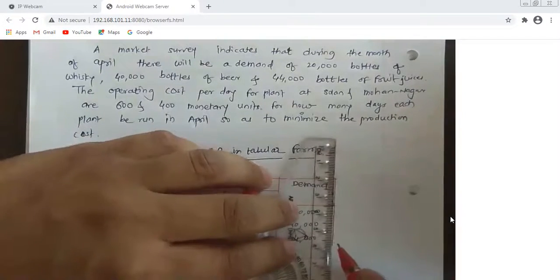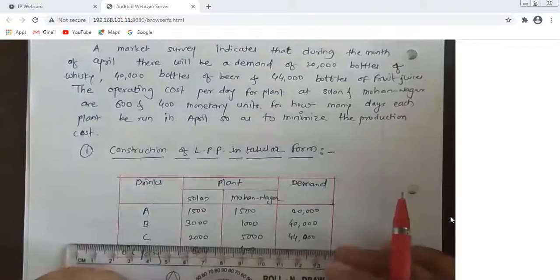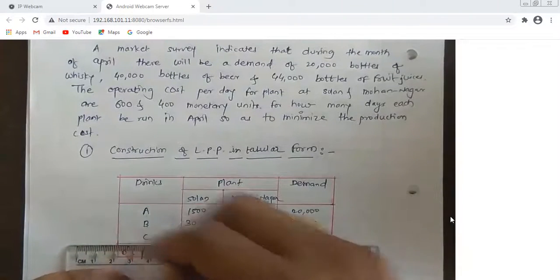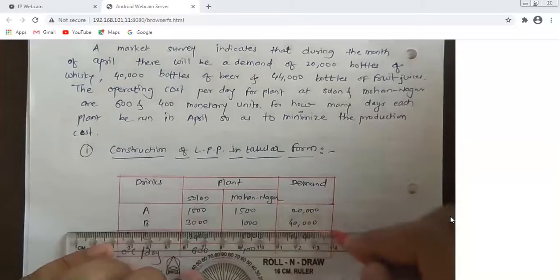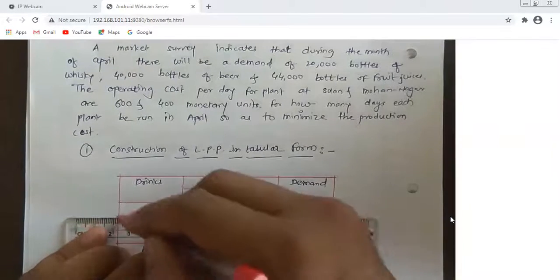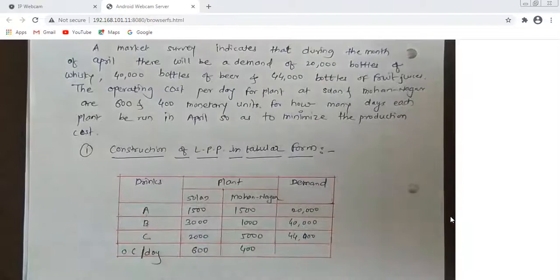Next, what do we have to do? We have to, first of all, formulate the LPP. After that, we have to solve the LPP. These are the two steps under the graphical method. First is formulation of LPP. Second is solution of the LPP.